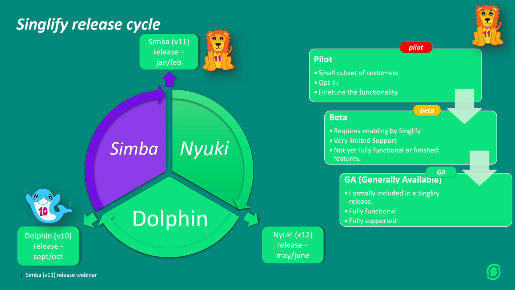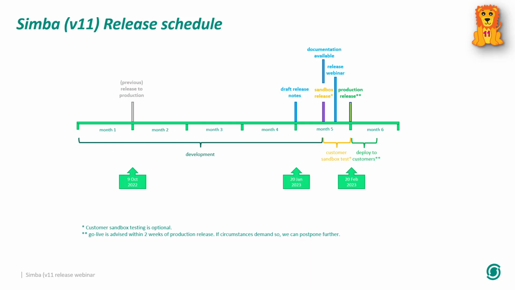Note that not all functionality needs to go through all phases. In many cases, functionality will immediately be generally available, because the requirements are clear from the start and we just build and deliver it. As for every Simplify release, we deliver according to our release schedule. Development for the Simba release started back in October, and we are now ready to deploy it to our customers. The release notes have been published and all documentation was updated on our documentation site.